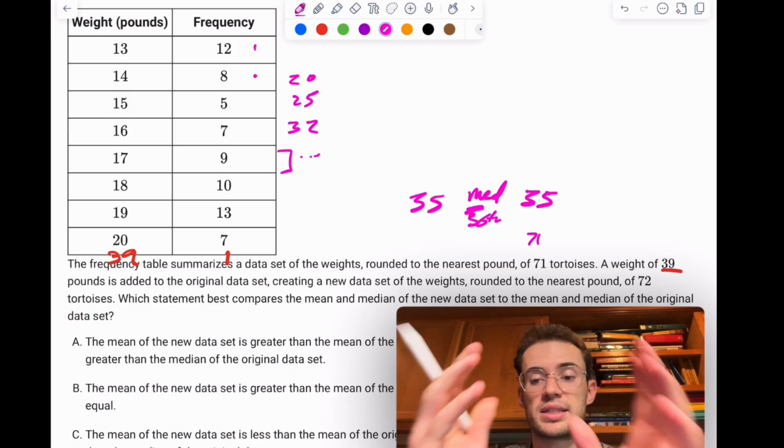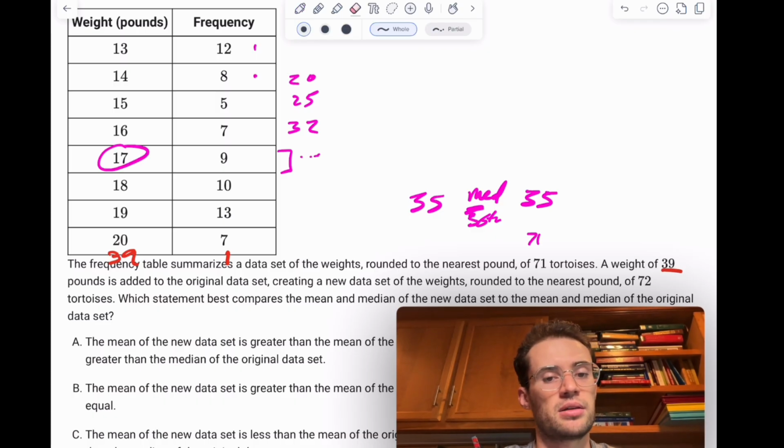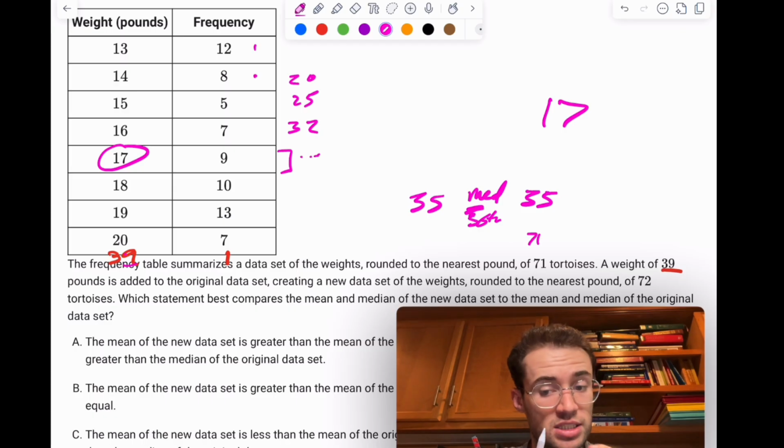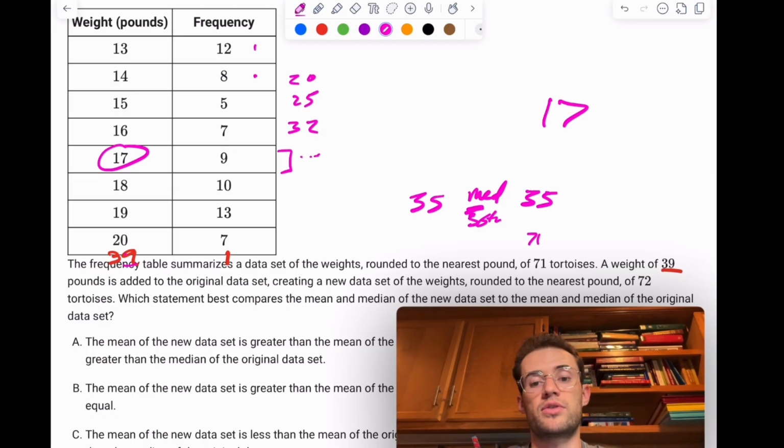The median will be sandwiched between 2 numbers that are the same as the median. So 17 is your median. And when you add 1 up here, even though that outlier is going to increase the mean, you're increasing the total, and then when you divide that by the number of 72 tortoises that you've got, it will bring that mean up. But the middle value is still going to be 17.